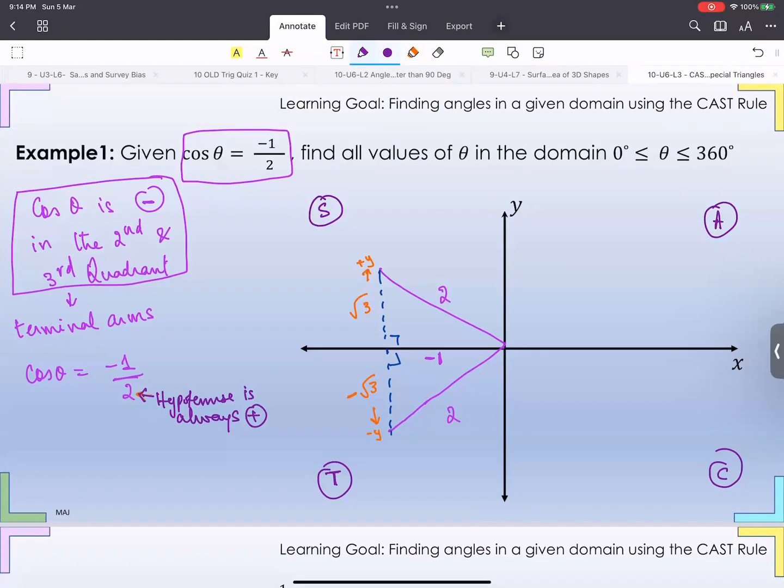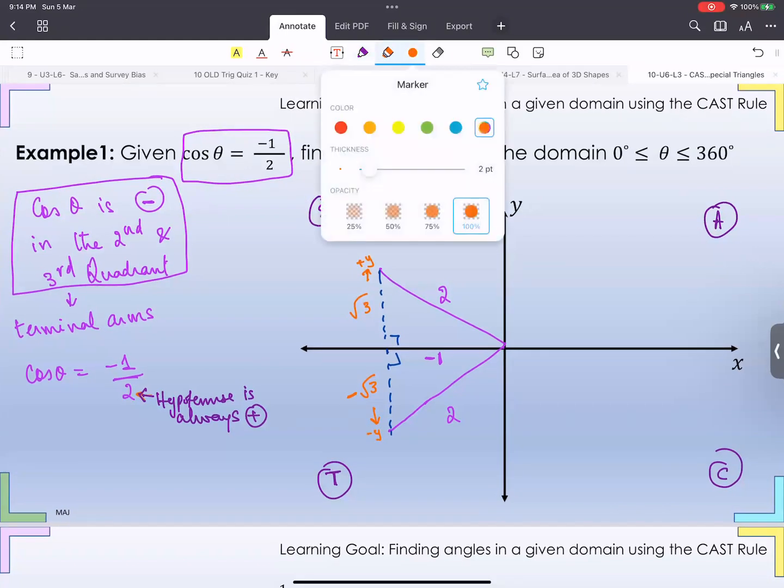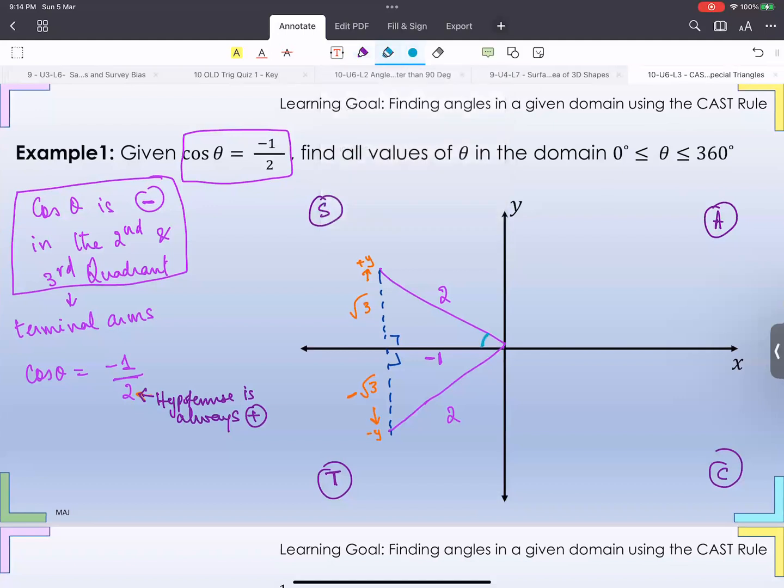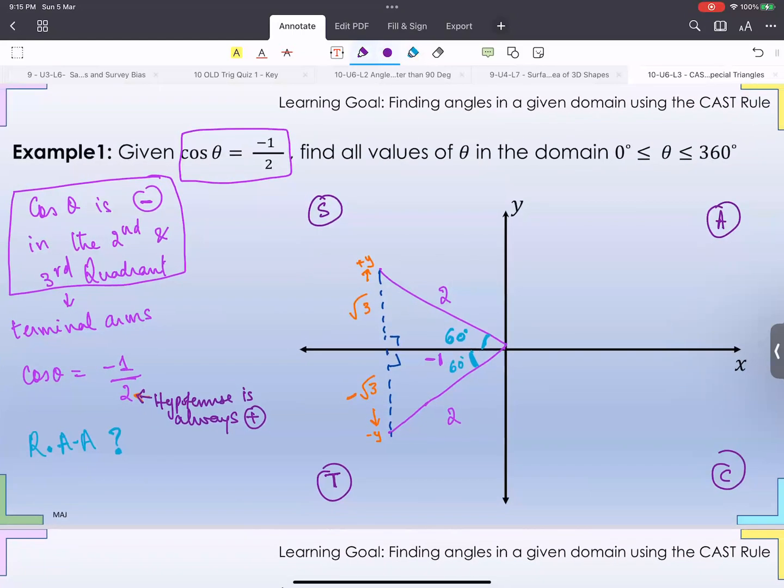But the ultimate thing is we need to find this related acute angle, okay? Because that's the one that's going to help us figure out the actual angle. So what is the related acute angle? It's got to be 60 degrees, okay? So that is the related acute angle. So we have to find the related acute angle, or the reference angle, if you'd like to call it, right? So this is the adjacent side.